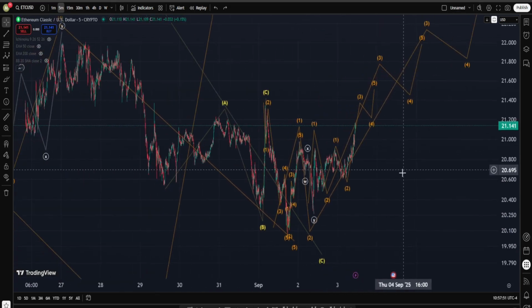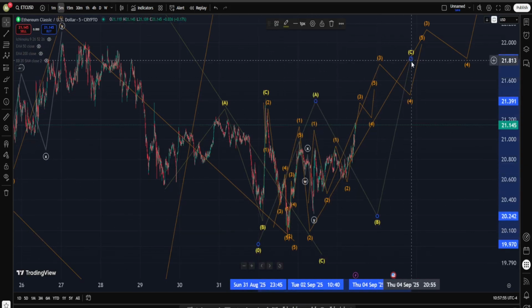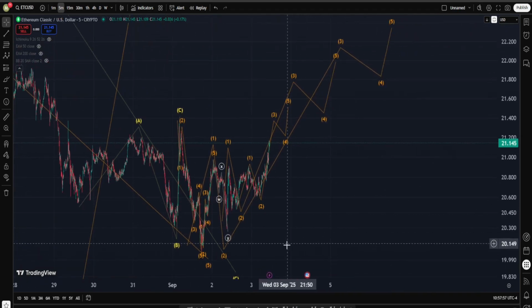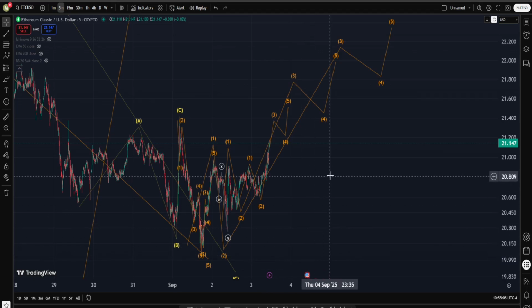For example, maybe this is going to be, as opposed to a Y wave, just an ABC zigzag, suggesting our move down is going to continue. And in it, just for the first target, we're going to take the lowest low down here, about $20, but we may end up going quite a bit lower than that.